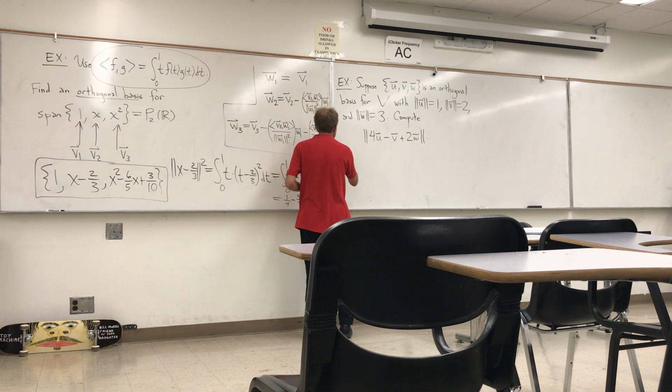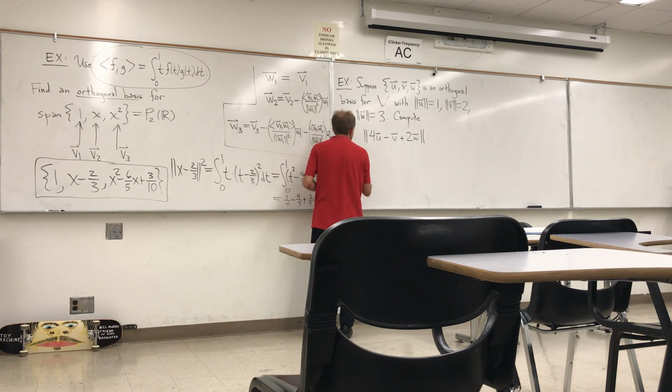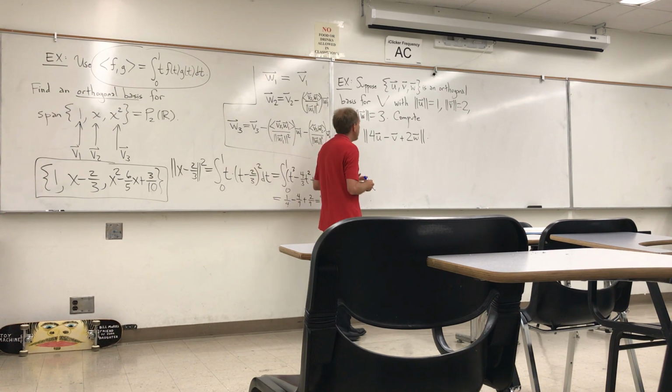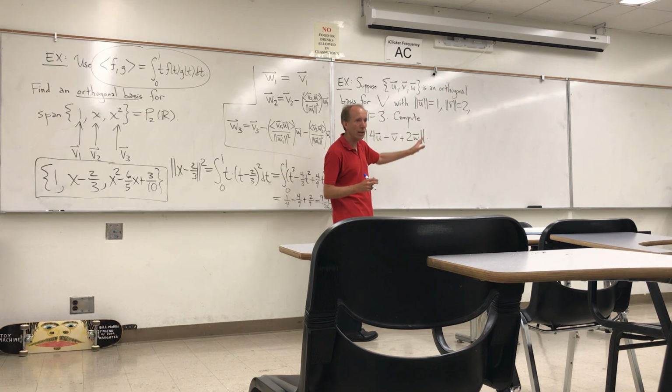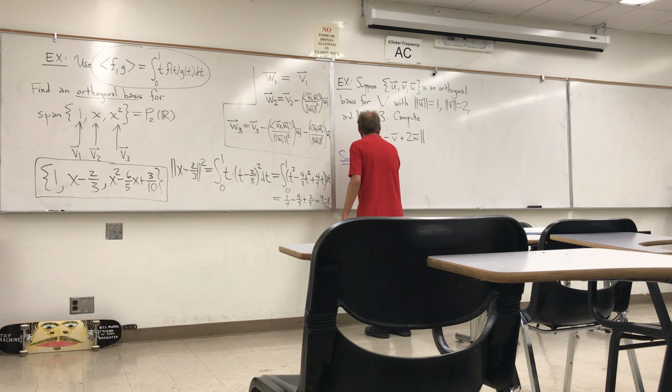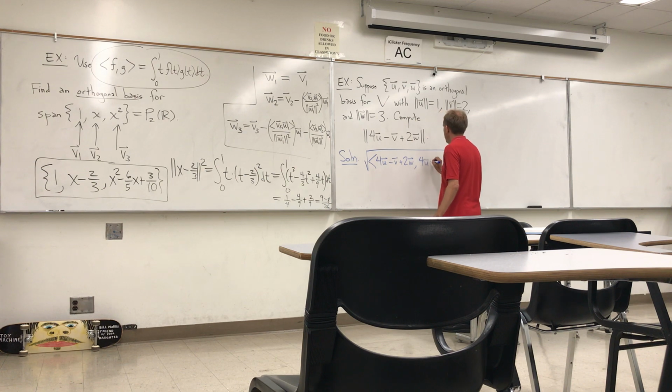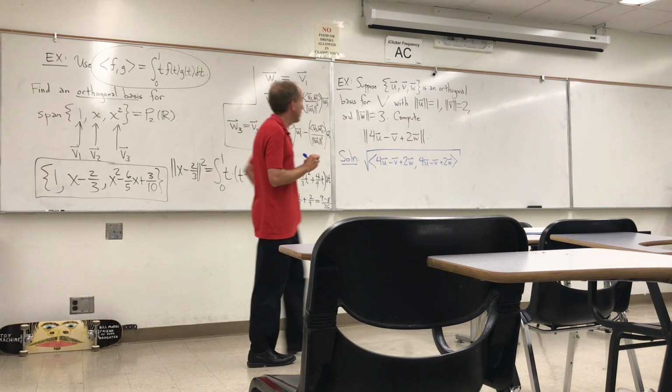So can somebody suggest, how do we calculate a norm of something? Take the square root of this product. Right, it's the square root of the inner product of this vector with itself. So exactly, we need to calculate the square root of the inner product of 4U minus V plus 2W with itself, 4U minus V plus 2W. This is what we're going to have to calculate. Okay?